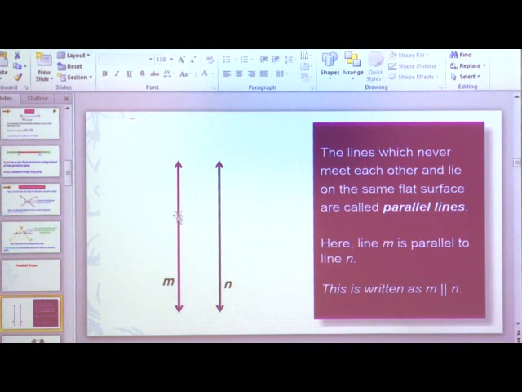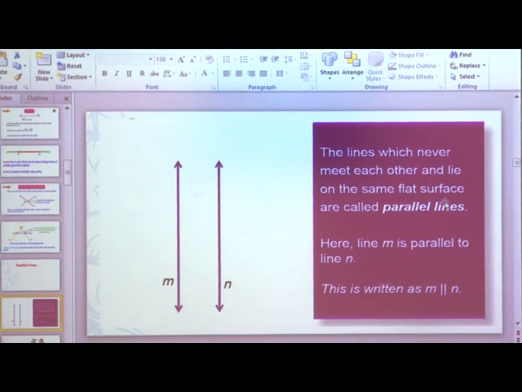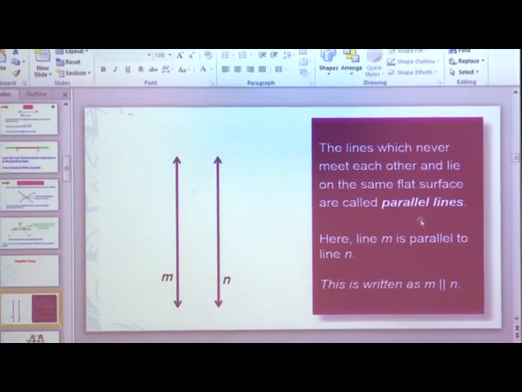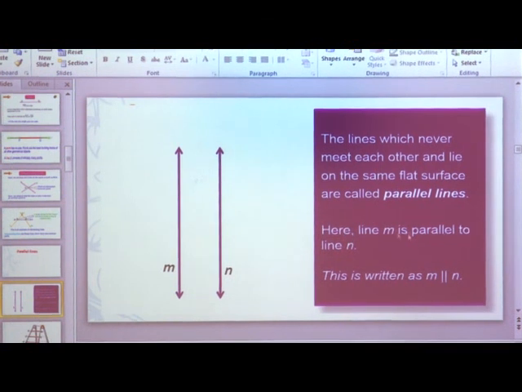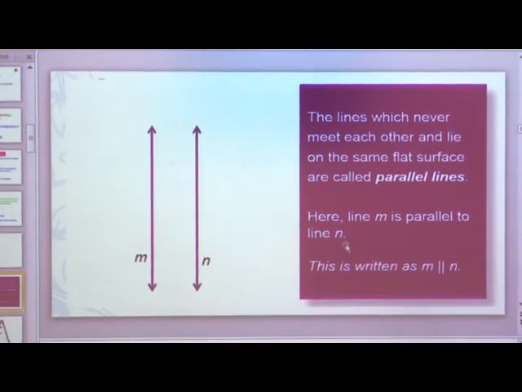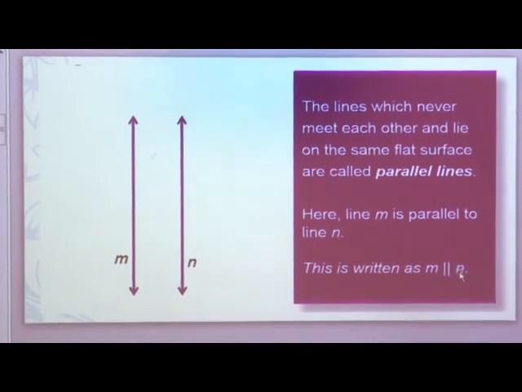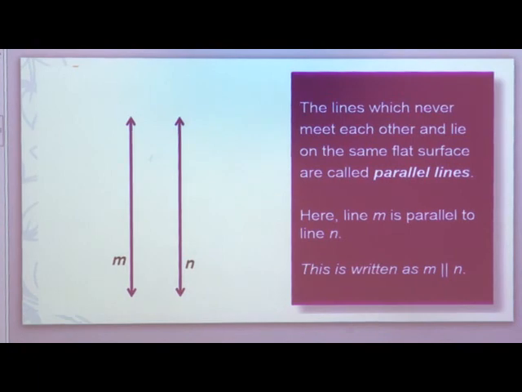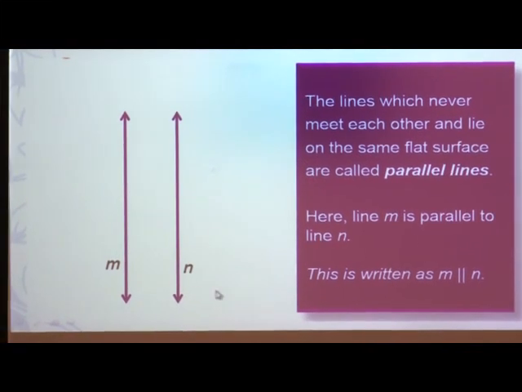So, the two lines are arranged in such a way that when they are extended, they never meet. Okay? The lines which never meet each other and lie on the same flat surface are called parallel lines. Here, line M is parallel to line N. This is written as M parallel to N. See students, two lines are given here, that is line M and line N.